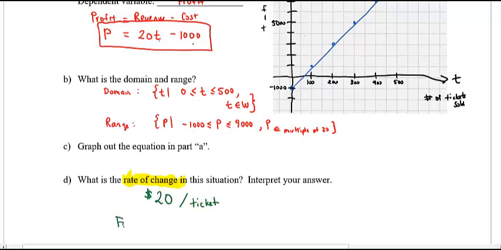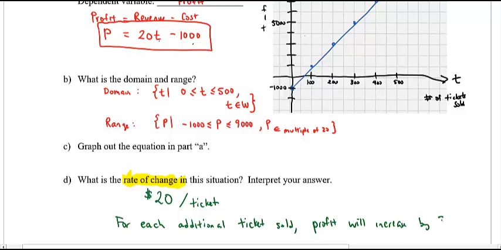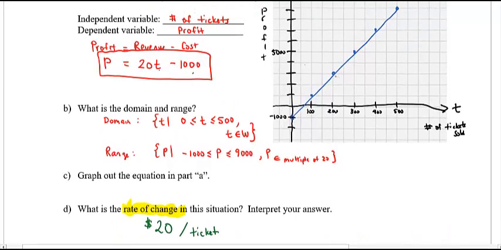What I'm saying is for each additional ticket sold, the profit will increase by 20. It's really that table where we're looking at how one variable changes compared to another. Now, on a graph, I could say visually like there, right? Oh, I went 100 more tickets sold. Guess how much more money I brought in? That would be what, $2,000.